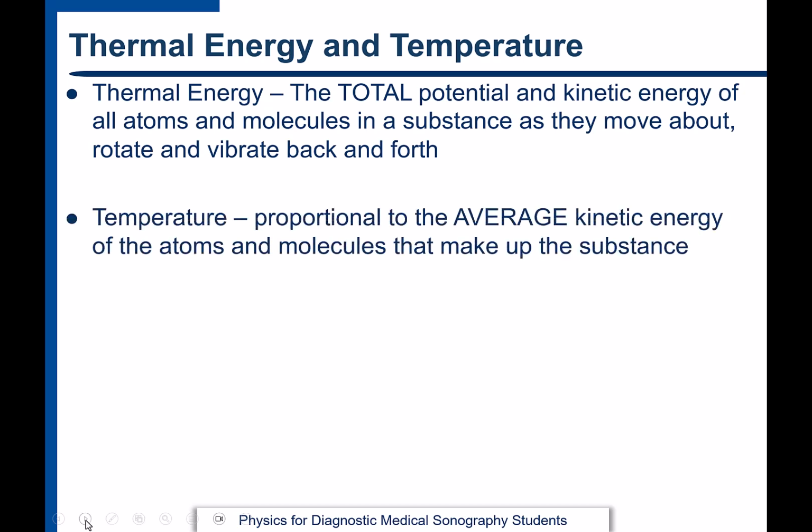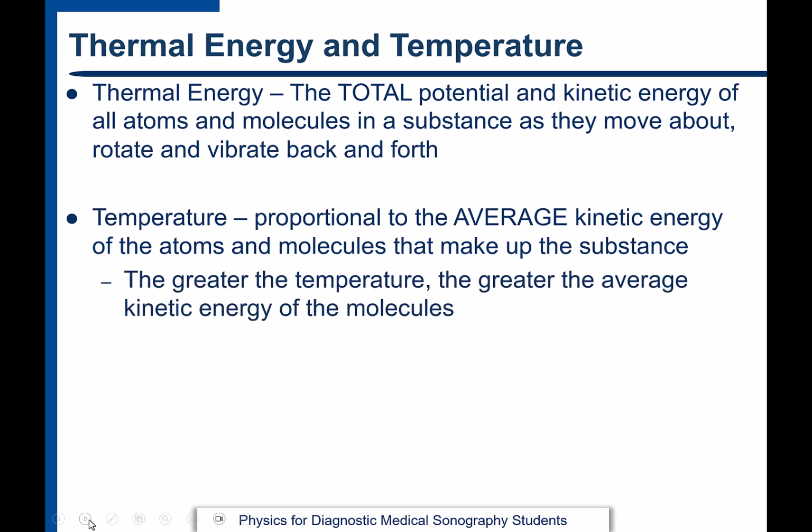Now let's talk about temperature. Temperature is a related but different concept. Temperature is proportional to the average kinetic energy of the atoms and molecules that make up the substance. And therefore, the greater the temperature, the greater the average kinetic energy of those atoms and molecules in the object. So in a very hot object, when we measure the temperature, we get a high temperature, and it's because those atoms and molecules have more movement. They have more energy.